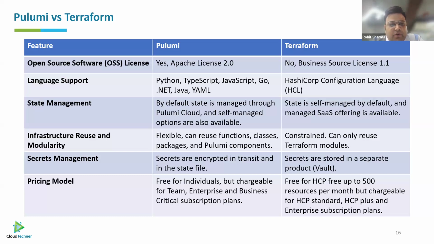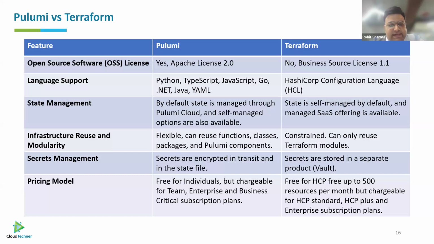TypeScript, JavaScript, Go, .NET, Java, and YAML, and Terraform supports HCL, as you know. And for state management, by default in Pulumi, state is managed through the Pulumi Cloud, and self-managed options are also available. But in Terraform, state is self-managed by default, and managed SaaS offerings are also available there. Now, infrastructure reuse and modularity. So in Pulumi, it is flexible and you can use functions, classes, packages, and Pulumi components. But in Terraform, it is constrained and it can only reuse Terraform modules.